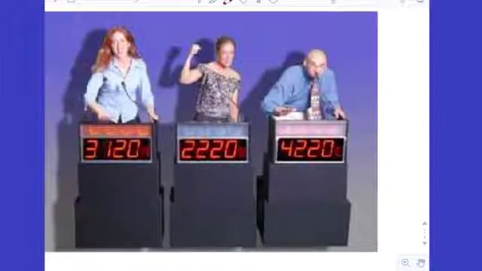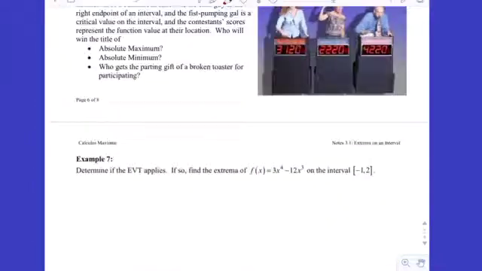Now, those are the only people that can play the game. So we know confidently then that there's not going to be another x value on that interval that's going to generate a bigger or a smaller y value because they can only occur at endpoints or critical values. All right, let's play the game.